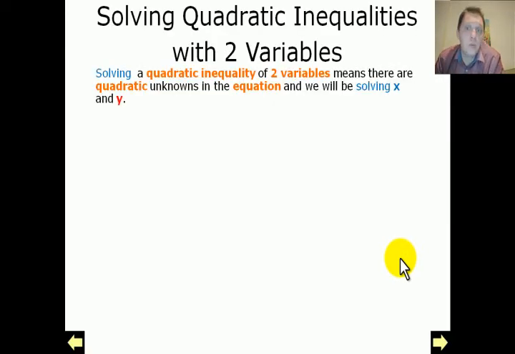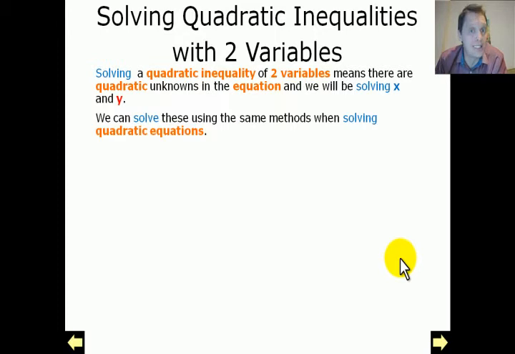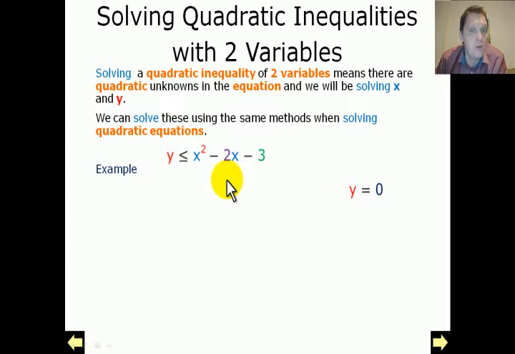So when we're looking at inequalities with two variables, we're normally talking about x and y, our two unknowns, which are our variables, and we are going to be solving this when there's a quadratic involved. So here I've got y is less than or equal to x squared minus 2x minus 3. Now this is quadratic because the largest power that we've got for one of our unknowns is the power of 2. So this part just here is a quadratic.